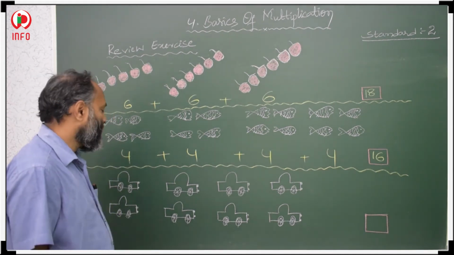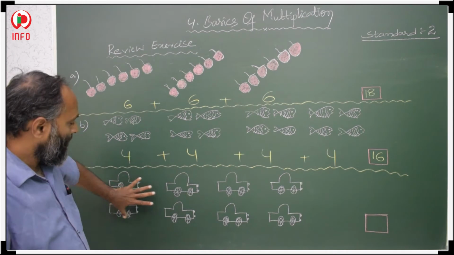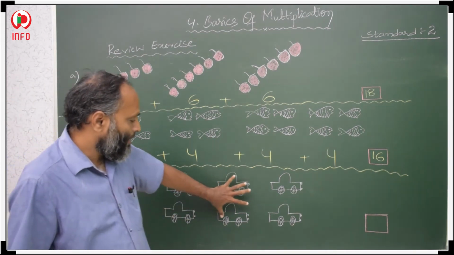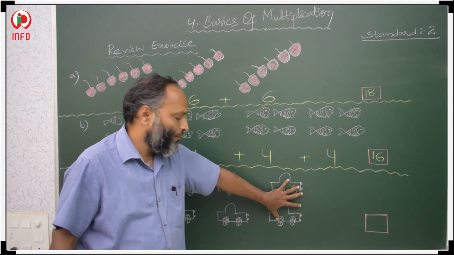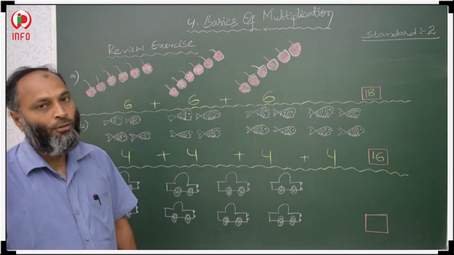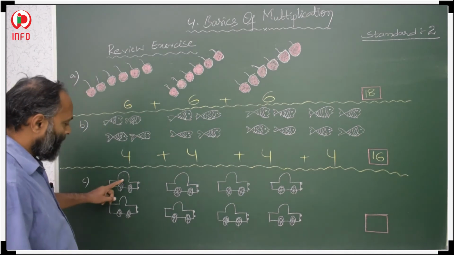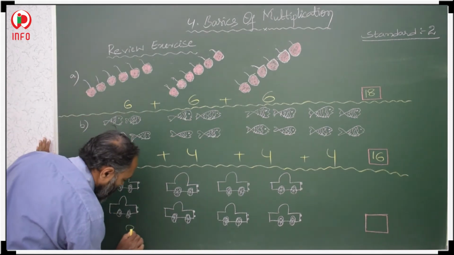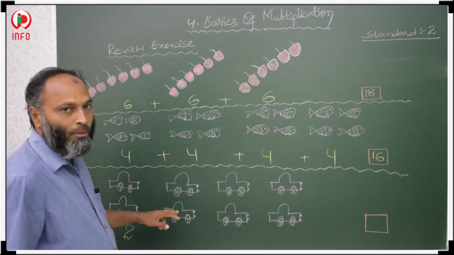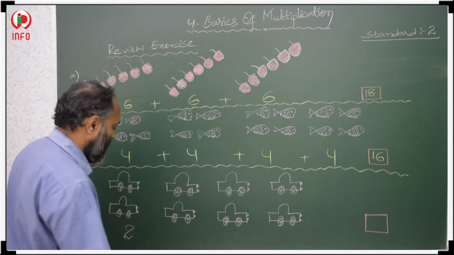So how many groups were there here? This is one group, this is second group, this is third group, this is fourth group. In total 4 groups, and the number of cars is equal. Here 1 and 2. 2 cars. Here how many cars? 1 and 2. 2 cars.